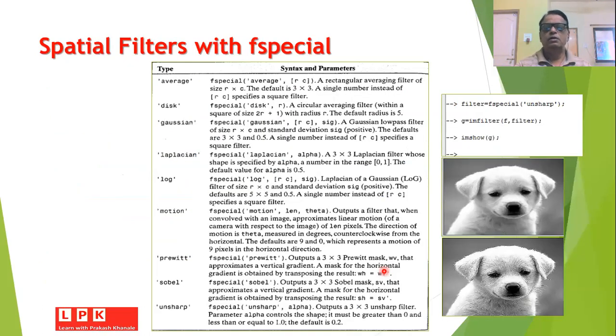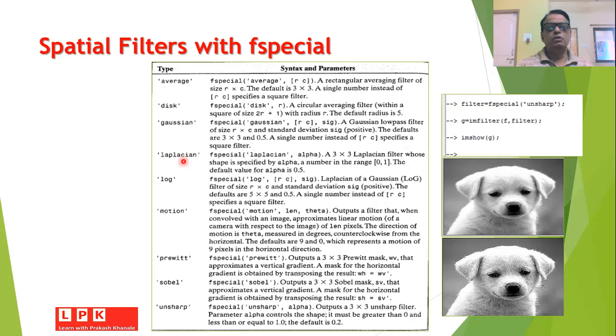So there are different spatial filters available with the fspecial function. Say for example, we can make use of the filter name average, which is an averaging filter and the default is a 3 by 3 matrix. We can make use of the type disk, where a circular averaging filter with radius R has a default radius of 5. We can make use of the Gaussian filter, where a Gaussian low pass filter is applied to the image and the default is a 3 by 3 matrix.